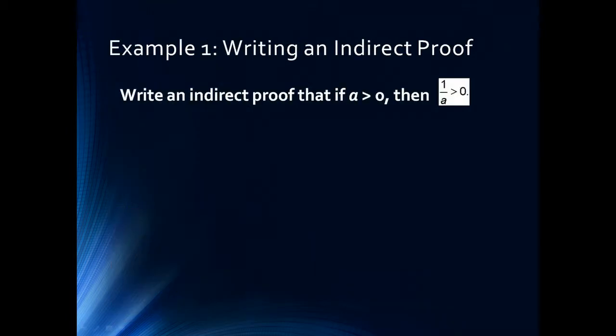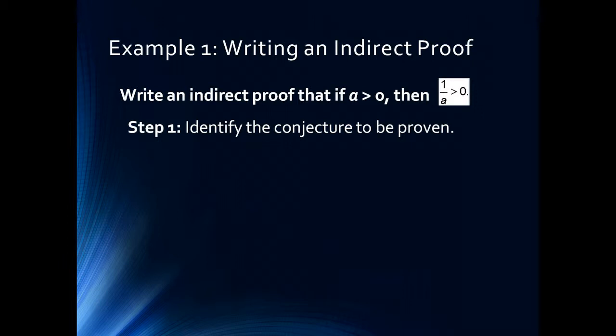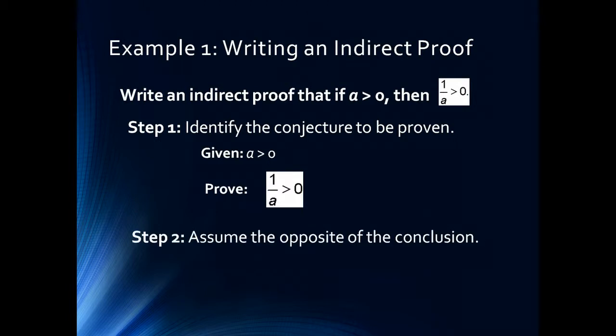For example 1, we want to write an indirect proof. We want to show that if a is greater than 0, then 1 over a is also greater than 0. So let's follow the steps. In step 1, we're going to identify what we wanted to prove. We were given a is greater than 0. We want to prove that 1 over a is greater than 0. Well, step 2 told us to assume the opposite of the conclusion. So let's assume 1 over a is less than or equal to 0.